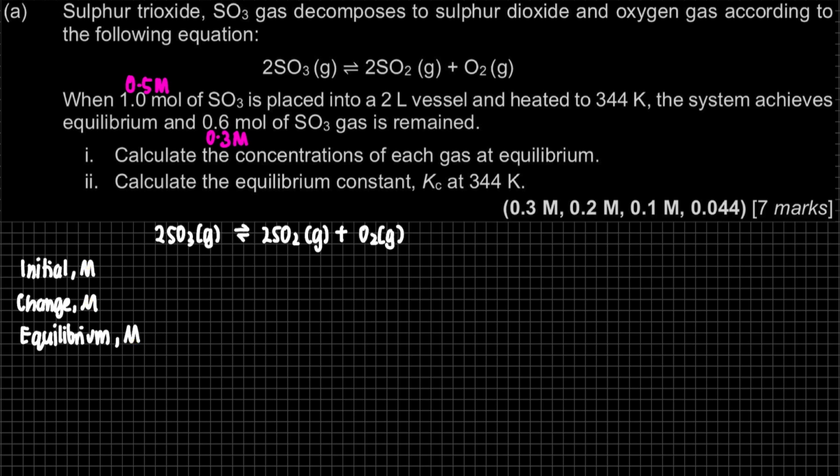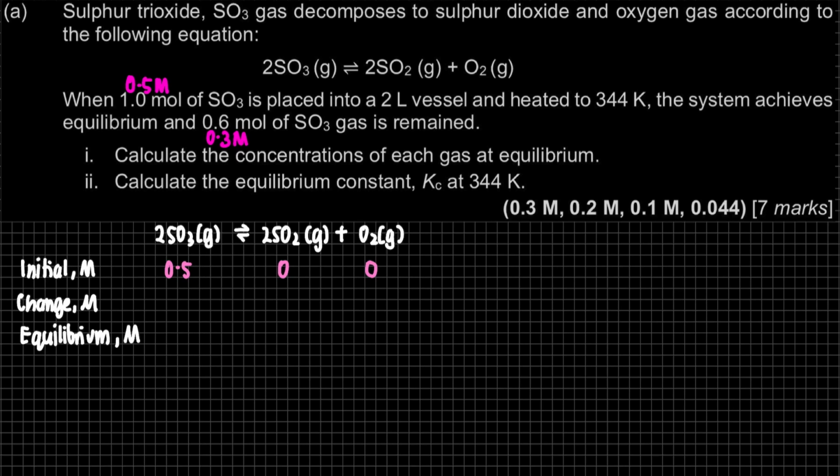Why did I change it into concentration? Because the question asks for the concentration, so it will be easier for me to write it down at the start. For the ICE table, what we want to find is the equilibrium of SO2 and O2. But first, for the initial, we have to fill up the table. Initial for our SO3 is given in the question, 0.5. For our products, there's none, because at the start it is 0.